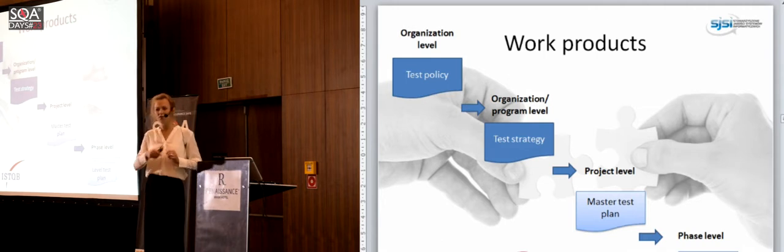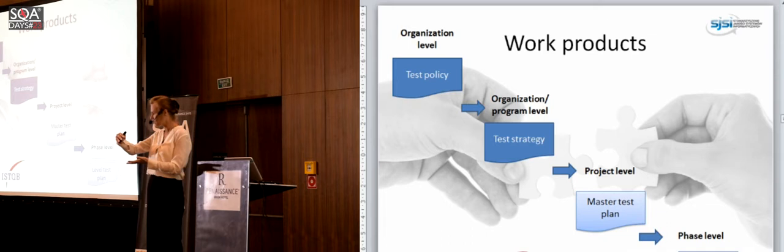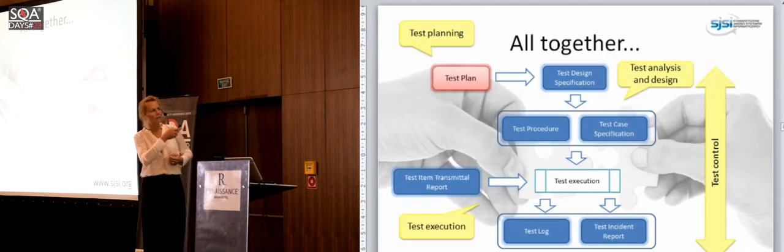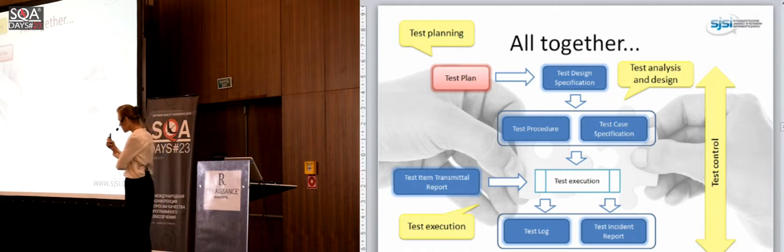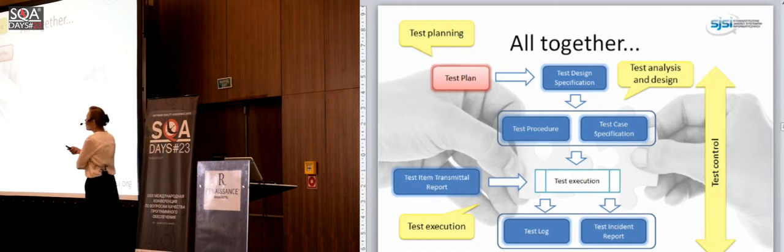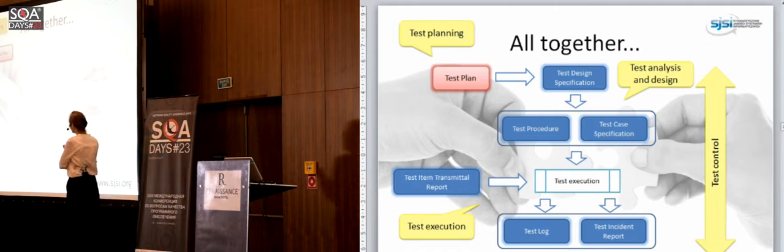Much more detailed with exact information, like on the specific project we will have 5 testers with this kind of skills, we will test this set of requirements. So this is a detailed test strategy. And when we put everything together, activities and work products, we can go through this process.